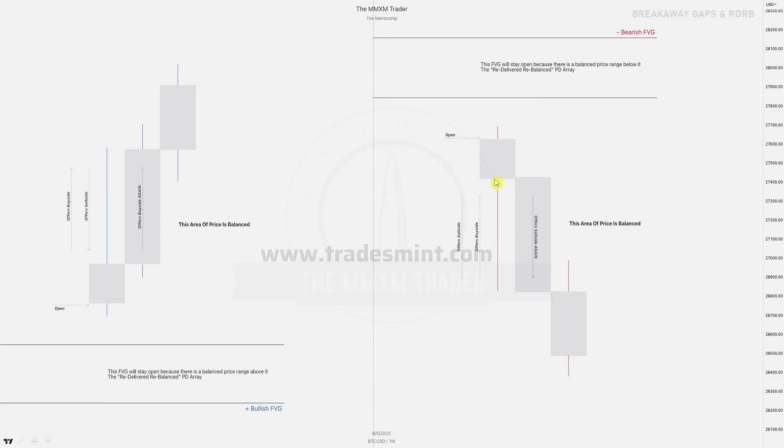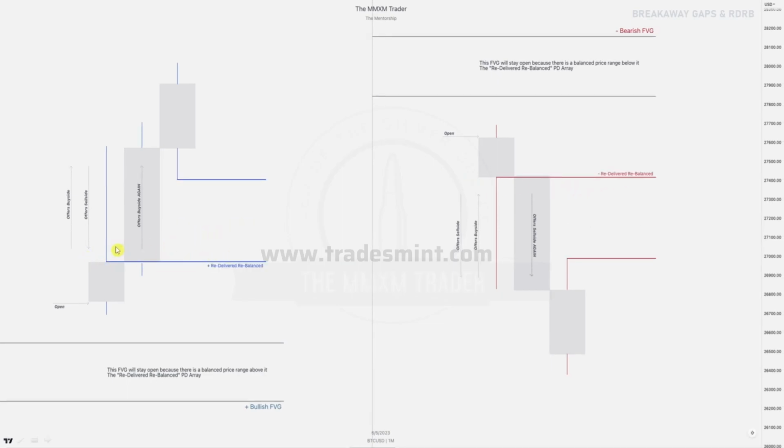This is a bearish candle. So what does it do first? It offers sell side, a full bodied candle over here, but then goes back up all the way again. When it goes back up, it offers buy side. And then with the next candle, we've got sell side offered once again. So again, think about that simplicity: down, up, and then down again. So this area of price action has been balanced. So this fair value gap will stay open because there is a balanced price range below it, the redelivered rebalanced PD array. So now we can, with higher probability, determine if certain fair value gaps stay open or not.